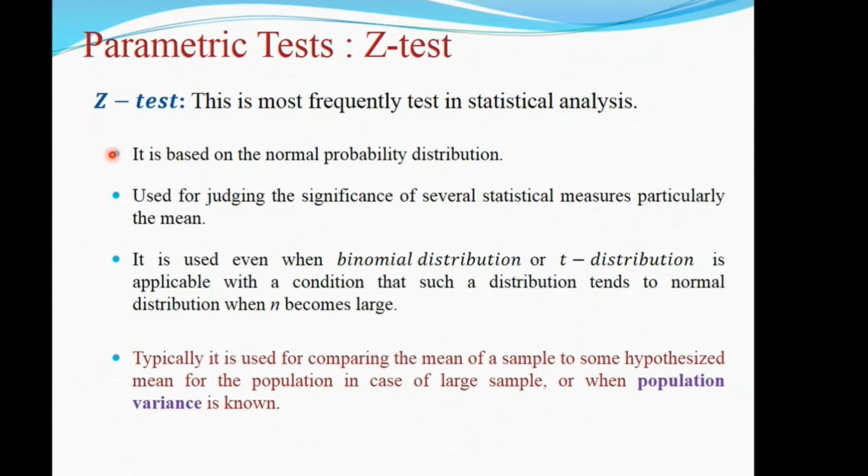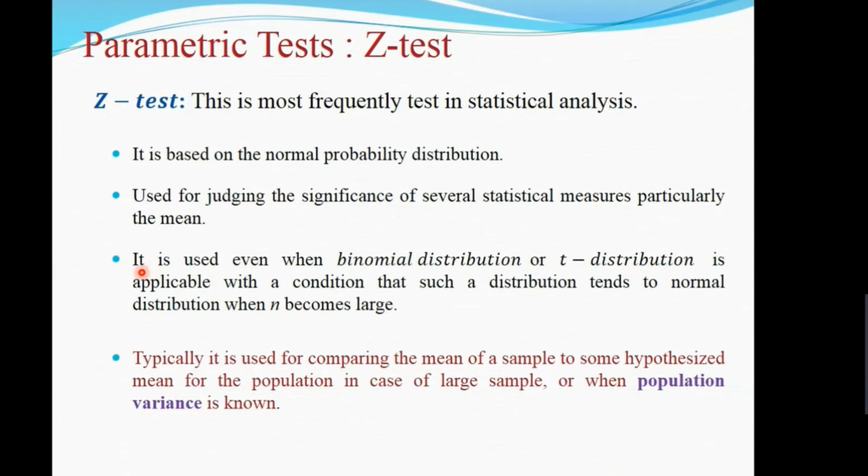Then it is used for judging the significance of several statistical measures, particularly the mean. When it is asked to find out the mean of the distribution, meaning you have to test for the mean, then only can we think of Z. When all these properties are satisfied, we can do that.